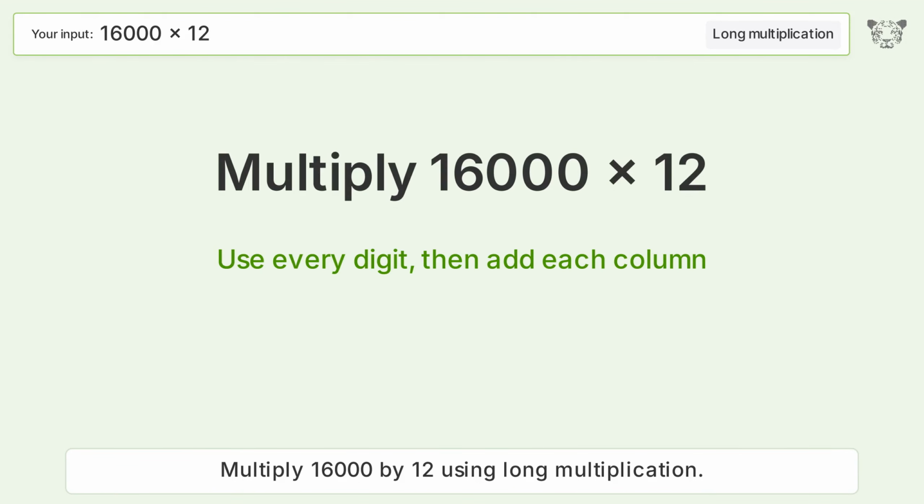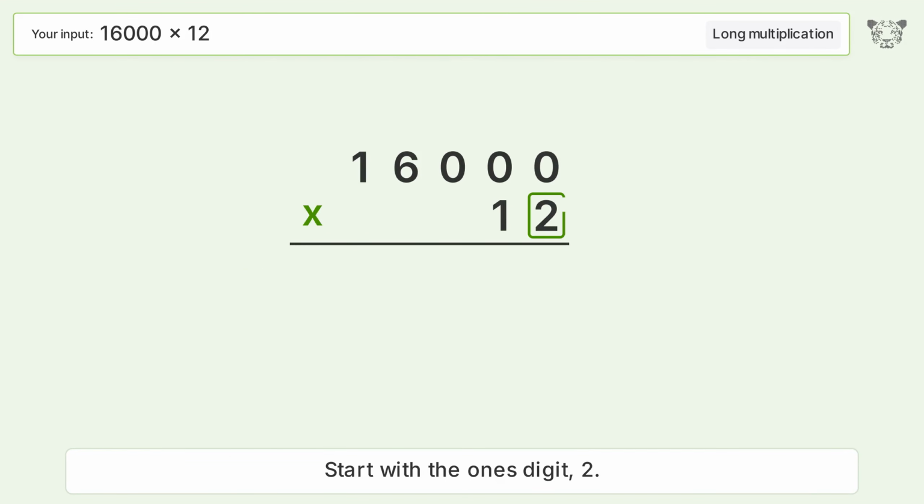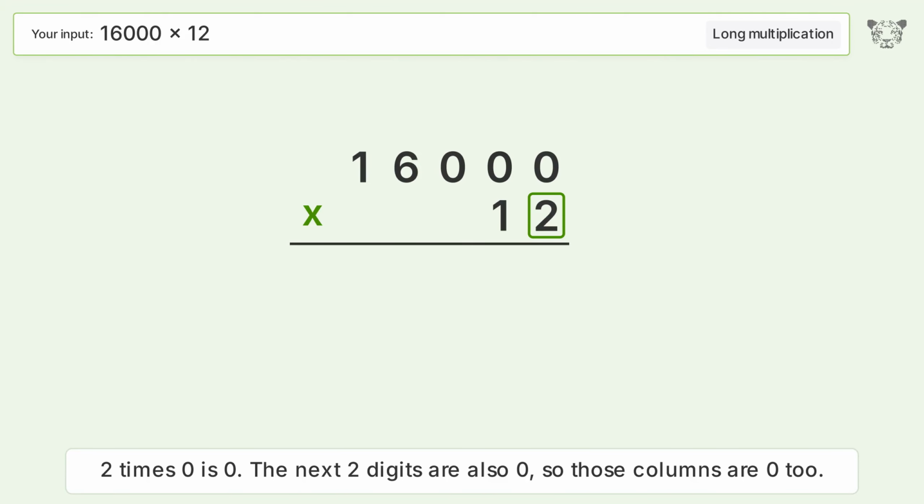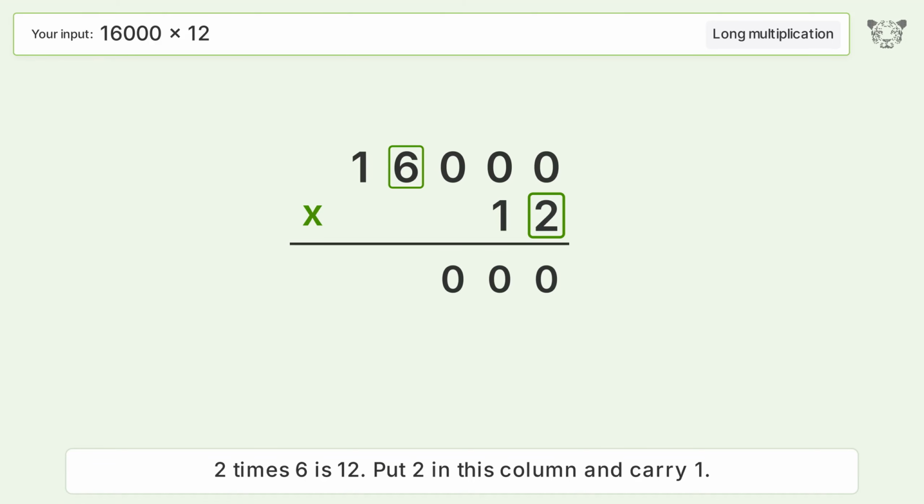Multiply 16,000 by 12 using long multiplication. Start with the ones digit, 2. 2 times 0 is 0. The next two digits are also 0, so those columns are 0 too. 2 times 6 is 12. Put 2 in this column and carry 1.